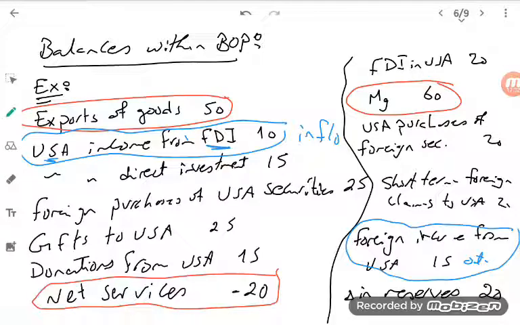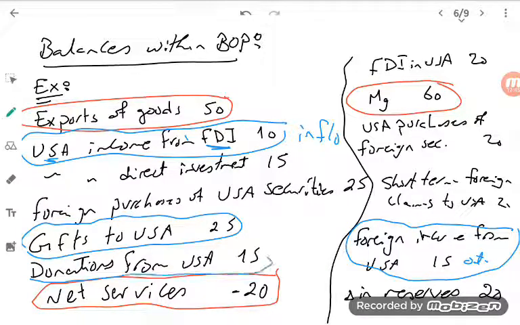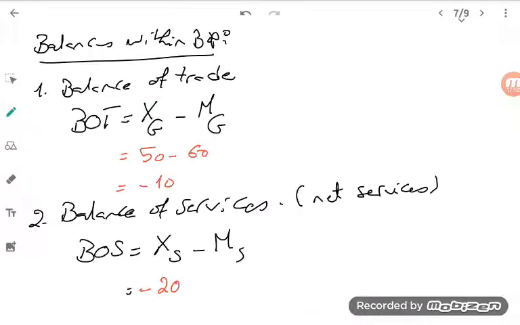Transfers net. As we said, transfers are unidirectional, such as gifts, donation, grants. Gifts to US, so this is inflow of money. Donations from US, so this is outflow of money. So it's 25 minus 15.